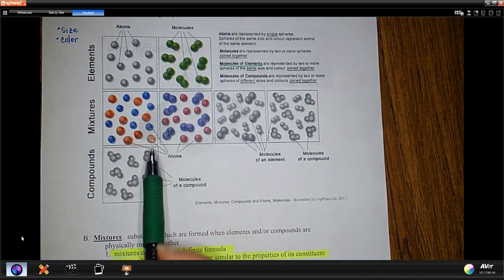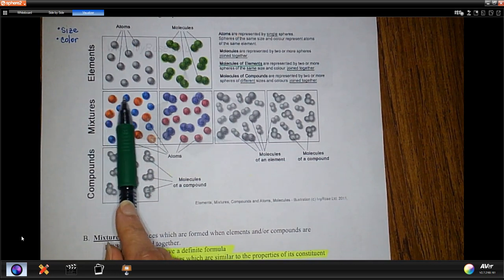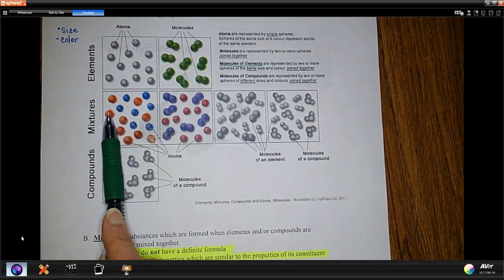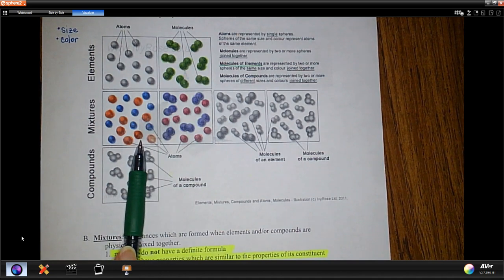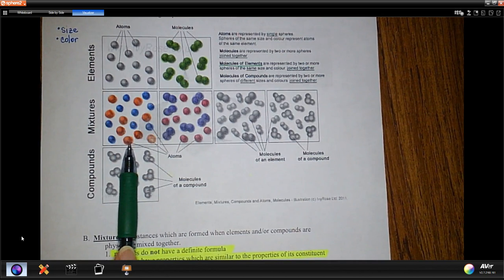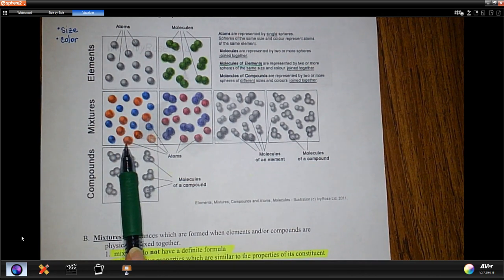Okay. So if we look at this next picture for mixtures, now notice that we have different colors. And also, these atoms are different sizes. So clearly, this is not an element, but rather a mixture because it is made up of atoms that have different colors. It's made up of different atoms. So the blue atom is very different from the orange atom. So we say it's a mixture.